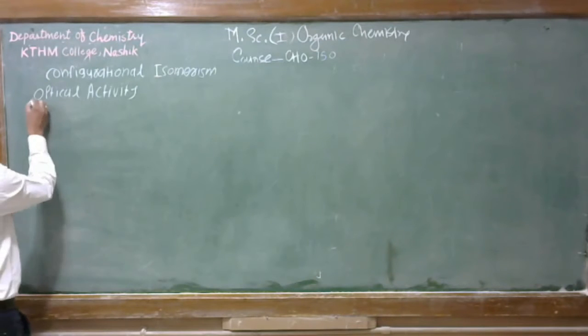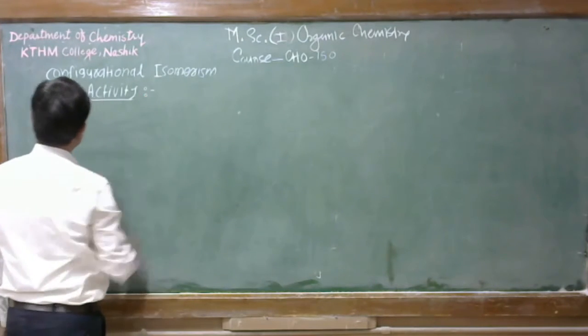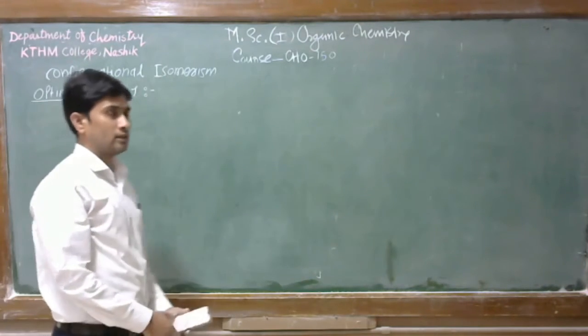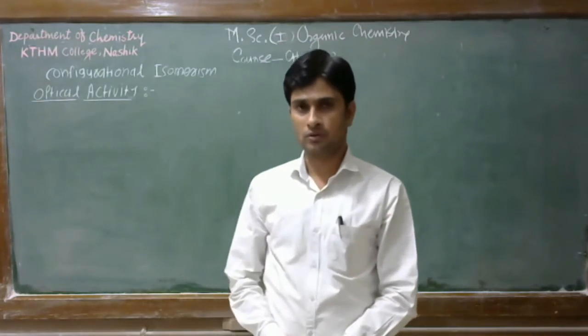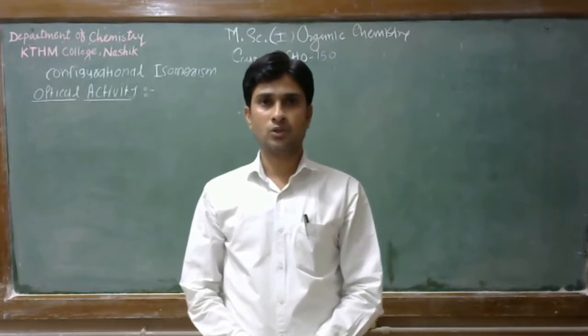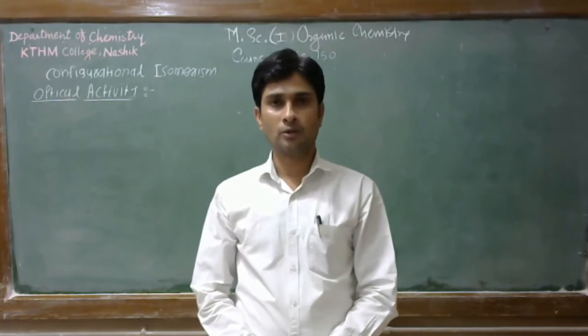So, what is optical activity? Up to the UG level, you have studied optical activity. Optical activity is the property of a compound which rotates the plane of plane polarized light towards the right hand side or left hand side. It is called optical activity.